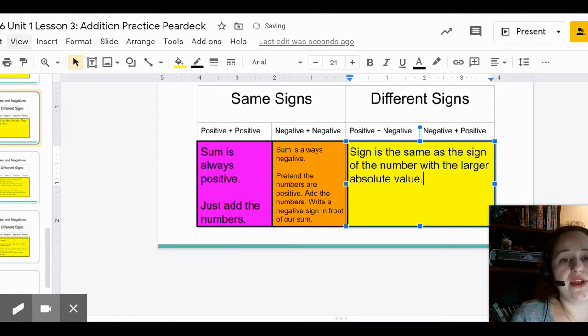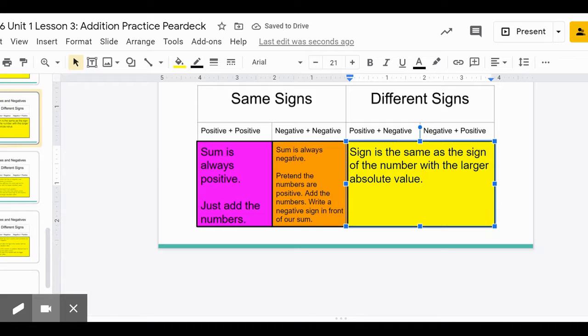So for example, if I'm looking at negative 1,000 plus 2, well, that's going to be a negative number, right? Because that negative 1,000 is way bigger than 2. So it's going to be negative. The opposite is true here, right? If I had positive 683,407 plus negative 8, well, that one's going to be positive because that positive number is way further away from 0.